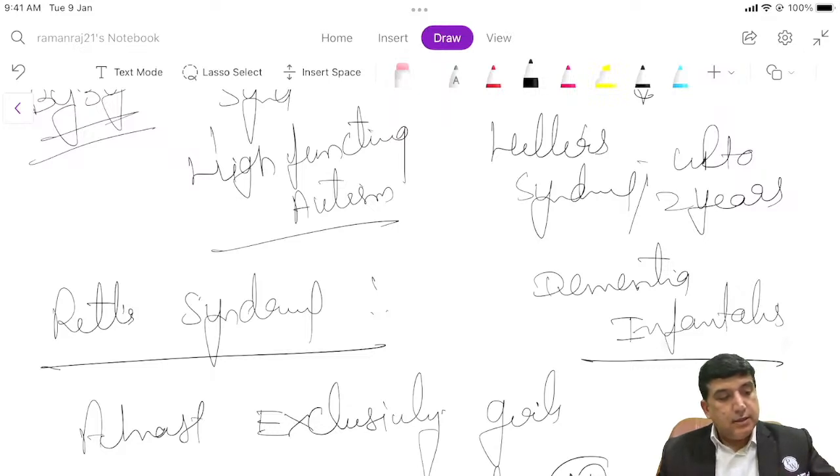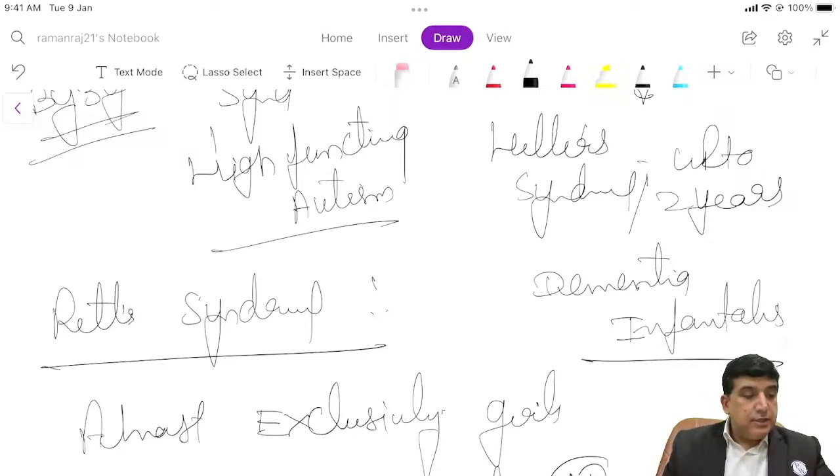The next MCQ, the fourth answer is Rett syndrome. The next is, for smoking cessation, which among the following drugs will be the most effective? The options are nicotine patch, nicotine gum, bupropion, and varenicline.